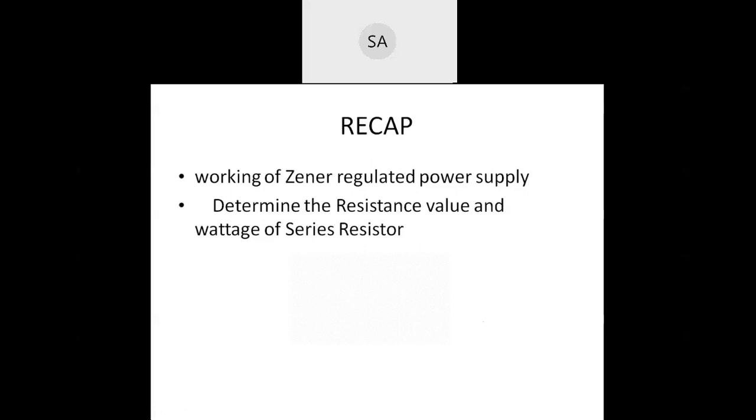So let us recap the topics we discussed in the last lecture. It is the working of Zener regulated power supply, determining the resistance value and voltage of series resistors, limitations of series voltage regulator, and Zener diode for a given input voltage, load voltage and load current.